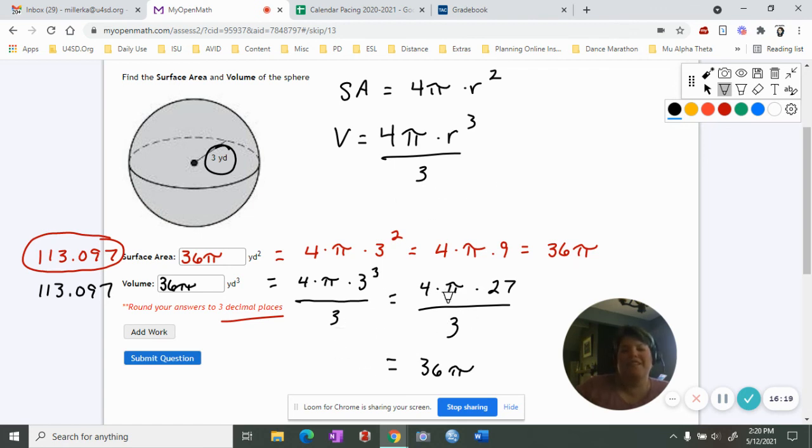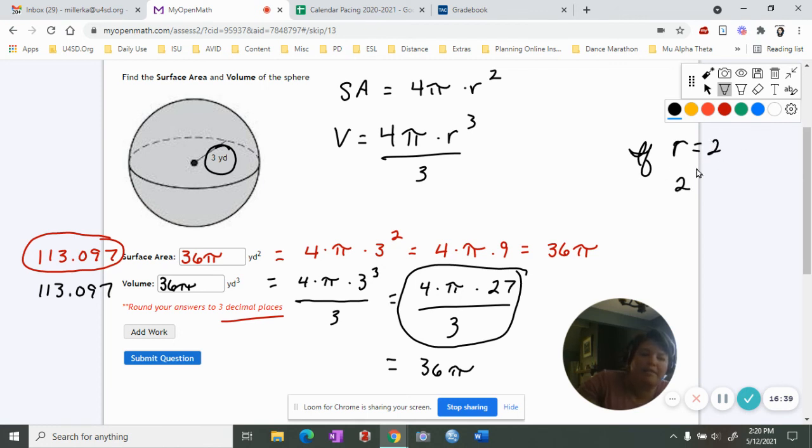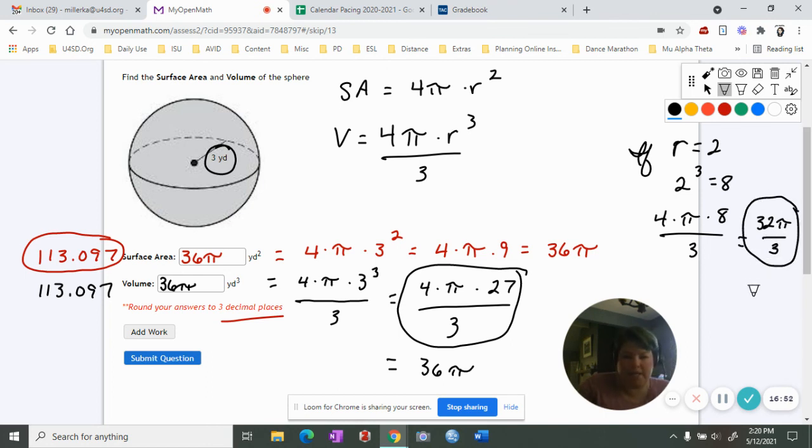Just know that you can leave your answer as a fraction. That would be fine. So let's say our radius is 2. So if r equals 2, 2 cubed is 8. So if you do 4 times pi times 8 divided by 3, you can leave this as 32 pi over 3, and that is a perfect exact answer. This is totally acceptable, okay?